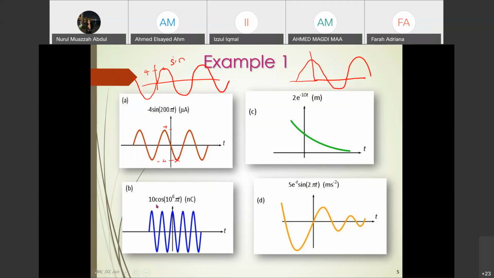And then B here is 10 cos 10 power of 6 pi t. It means that the frequency here is higher. When the frequency is higher, the period here is shorter. One period is like this. This is actually T, or we can also call it T naught, the fundamental period. So when the period is shorter, the frequency is higher because it is inversely proportional. Remember that T naught is equivalent to 1 over F naught. So when T naught is high, frequency will be lower.